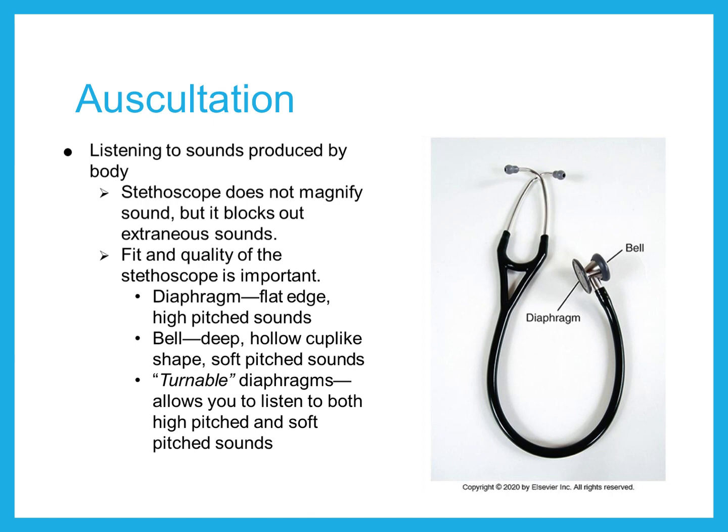The next step in assessment is auscultation. So we are listening to sounds produced by the body. We're usually going to use our stethoscope for this. It magnifies sound somewhat, but it mostly blocks out all other sounds. You want to make sure you have a good seal on your diaphragm or bell on the patient's skin.